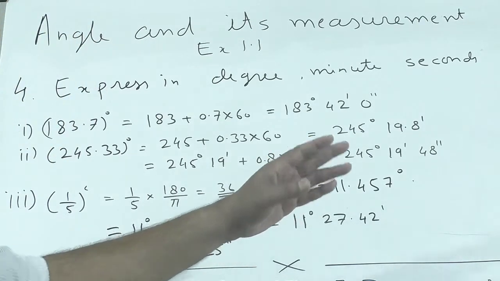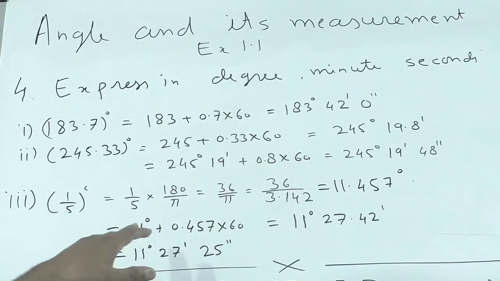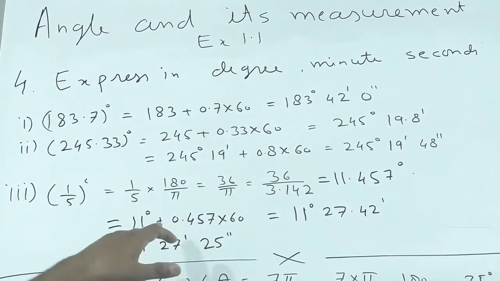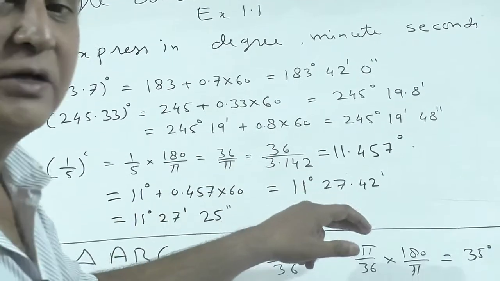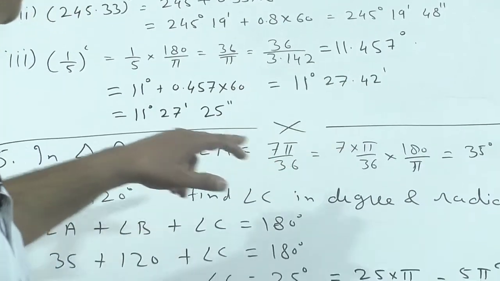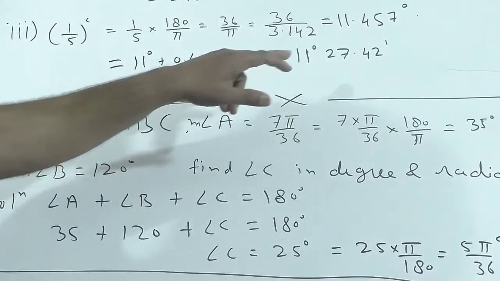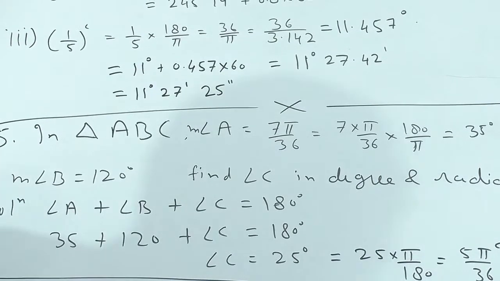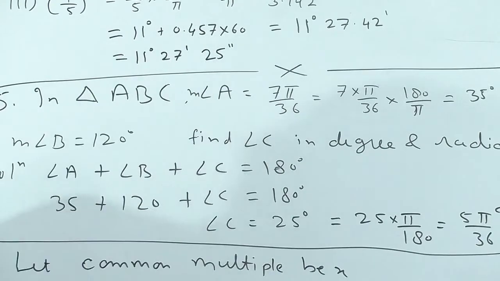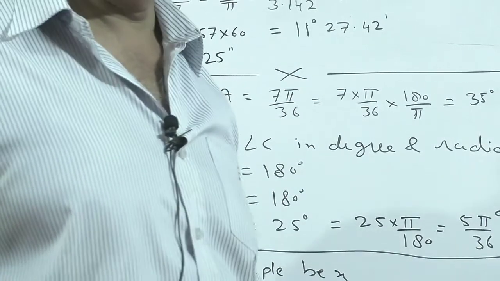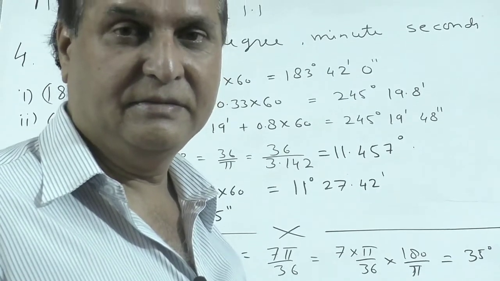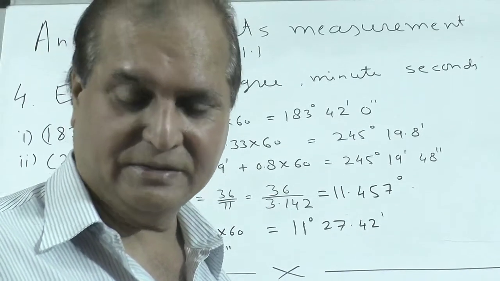We will not consider that entire fraction. 11 degree is clear. 0.457 I multiply by 60, it comes to 27.42. So 27 is clear, that is minute, but 0.42 into 60 again gives 25 seconds. So 11 degree, 27 minute, 25 second. Understood the sum? Any doubt, you write. These are easy sums.